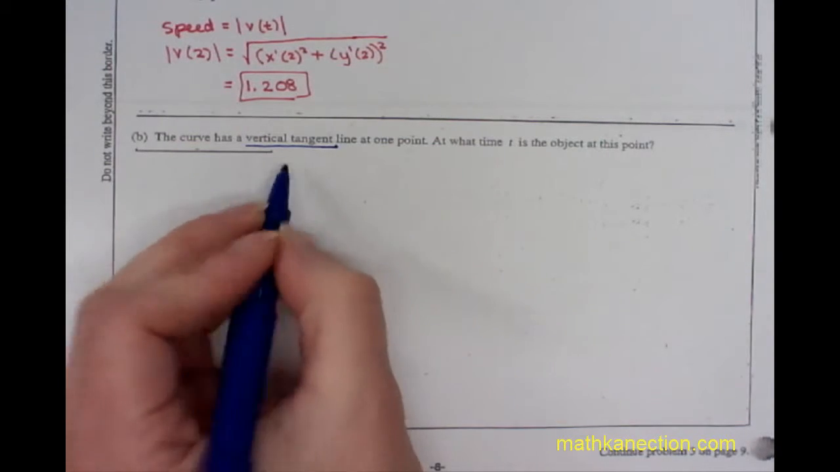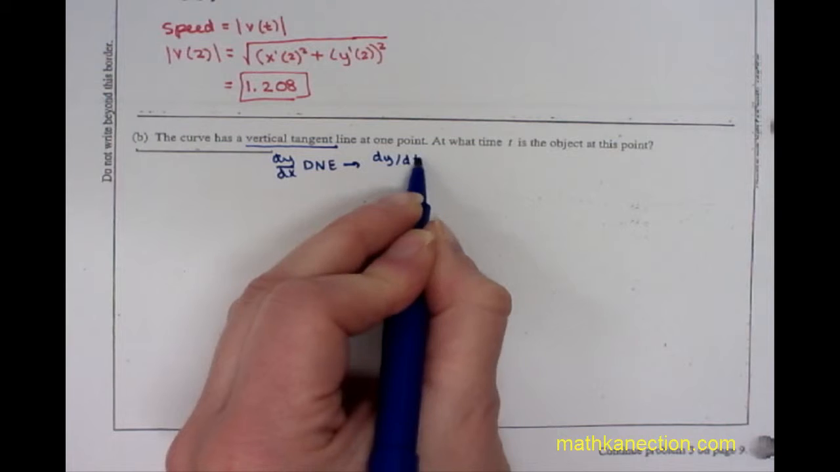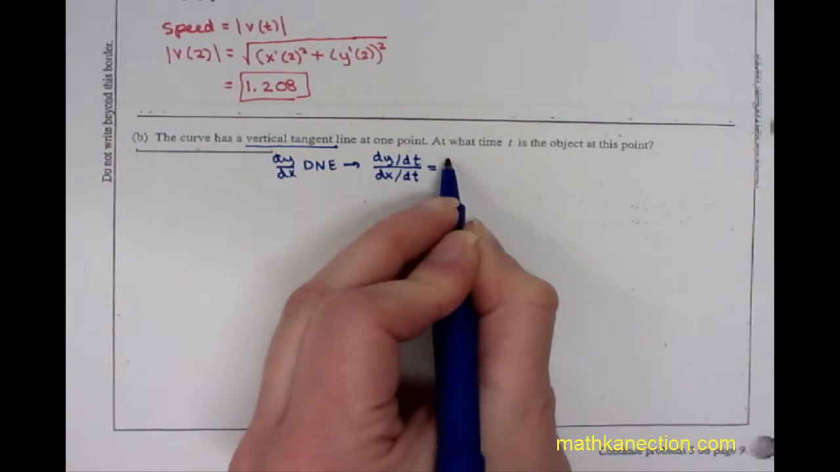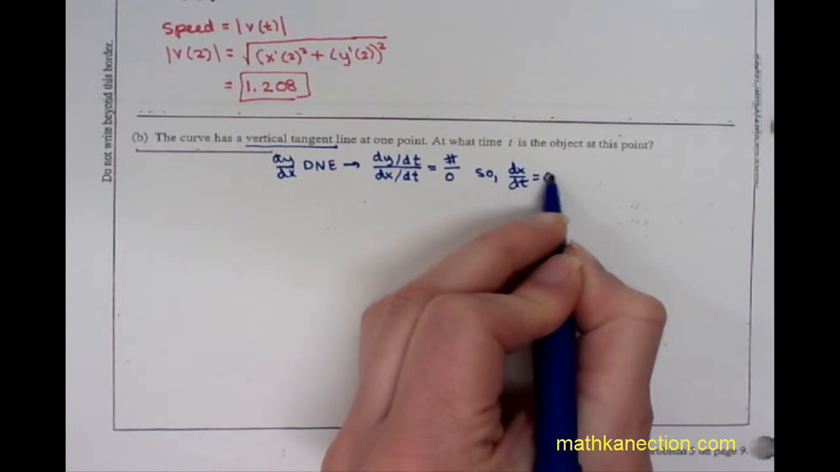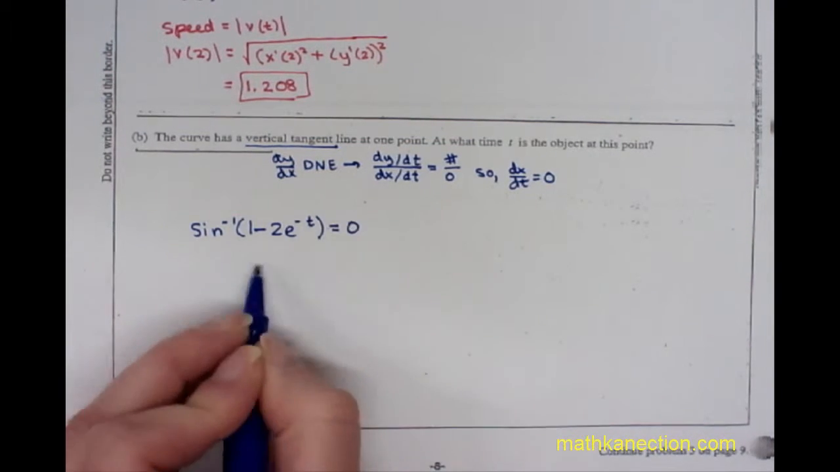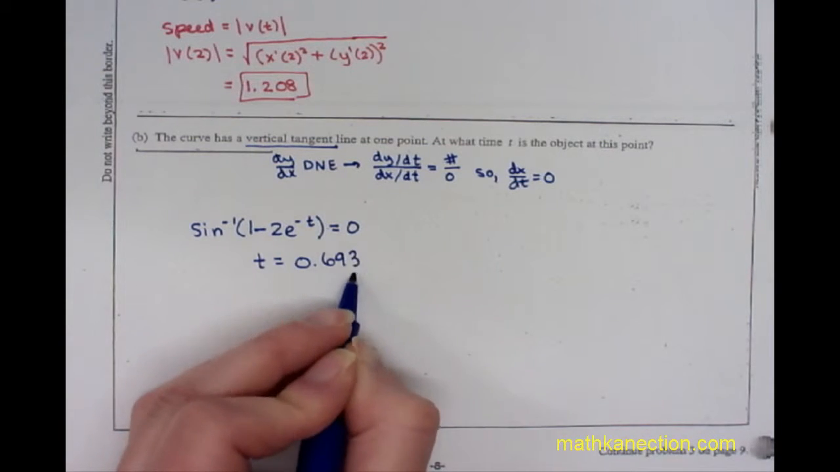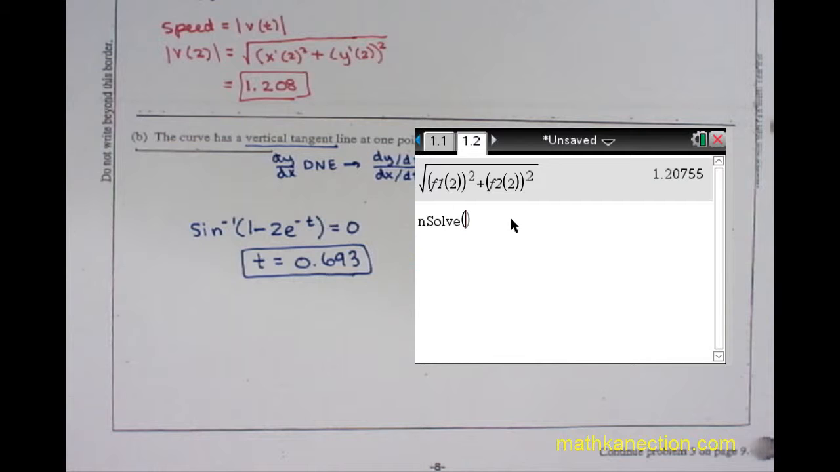To get a vertical tangent line, that just means the slope will not exist. That means dy/dt over dx/dt is going to be some number divided by 0, and so dx/dt is going to equal 0. Taking dx/dt, setting it equal to 0, and solving in the calculator, time is equal to 0.693. So, with numerical solve, take the dx/dt component, which was f1 of x, set it equal to 0, and solve for x to get 0.693.